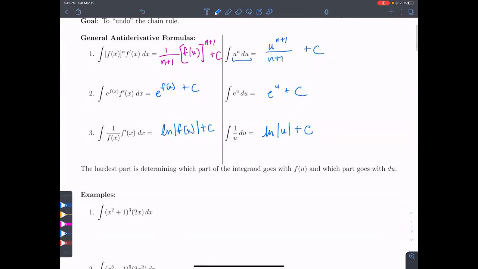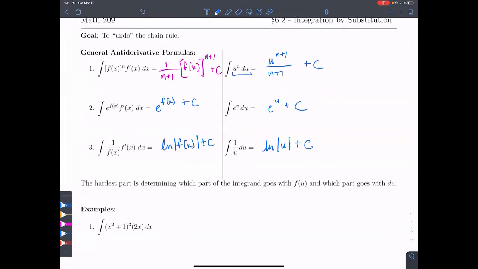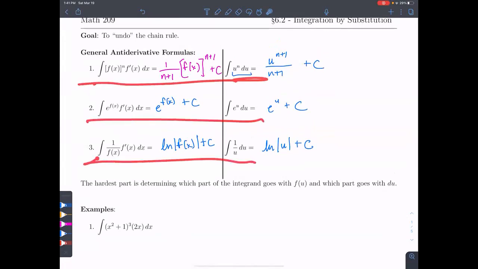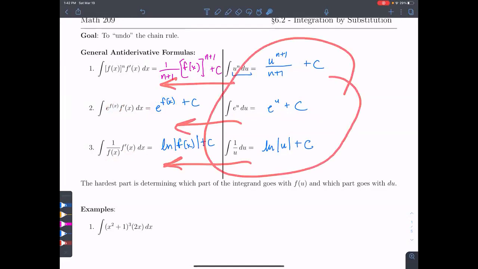The hardest part is determining here, but we're going to be making substitutions. You can see how this goes with this, and this goes with this, and this goes with this, right? This is 1 over u du. This is 1 over the inside times the derivative of the inside. The integral of e to the u is e to the u. The integral of e to a function times the derivative of that function is just e to the function. So this way is generalizing these rules that we did last time.